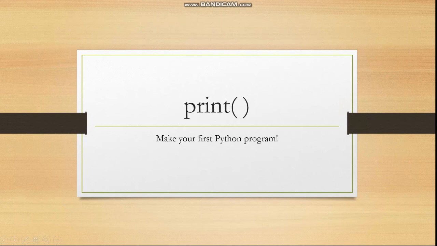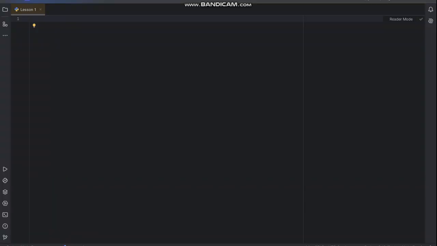Now, the first thing we're going to be learning about is the print statement, which basically is the statement that whatever you give it, it'll print it out in the terminal. Okay, so we're going to be using the print command to print out the line hello world.